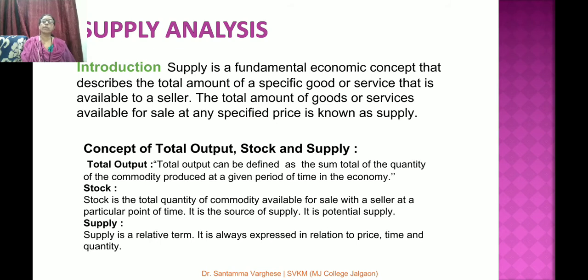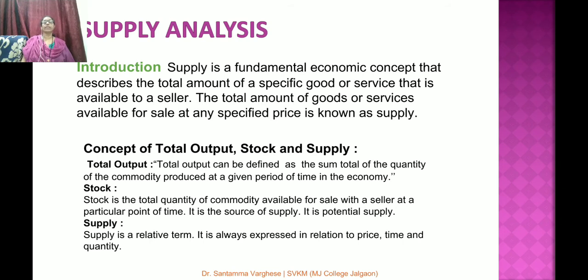Now to study supply, we have to study three concepts, as given. So the three concepts you have to study when you study supply: first total output, then stock, and supply. Now what is total output? Output is produced in the process of production. In the process of production, what is produced? Output. When production takes place, something comes out.